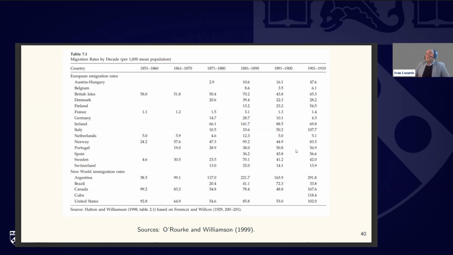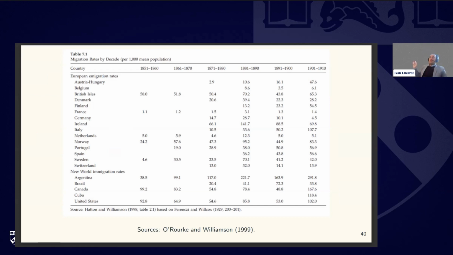So what we have in this table is a measurement of the ratio of migrants to 1,000 inhabitants. Well, it's a way how we can measure migration. And what we can see here is that according to this indicator, the migration rate in some countries in Latin America, particularly in Argentina, is higher than that of the US.